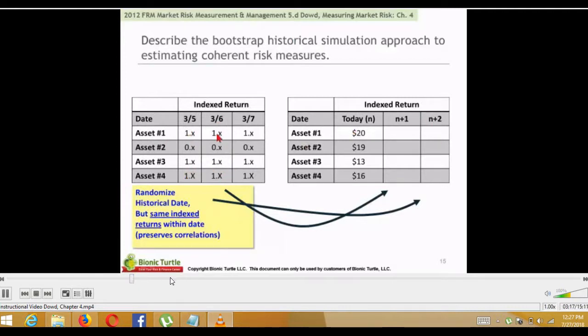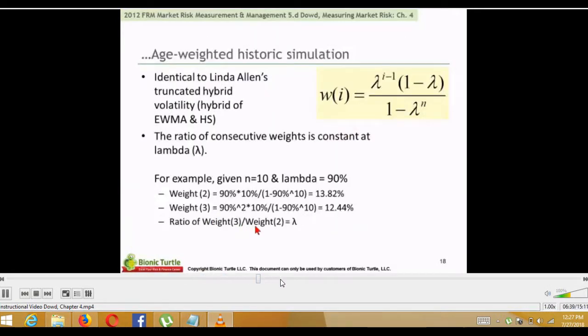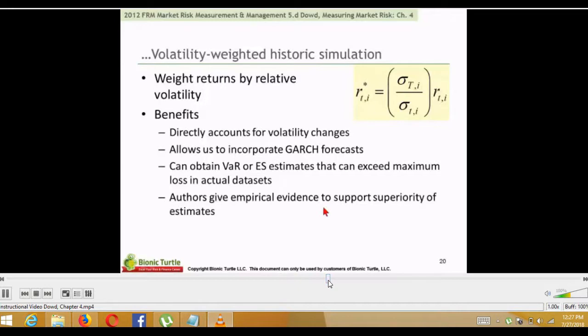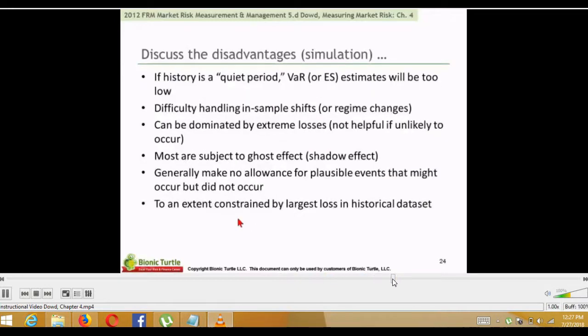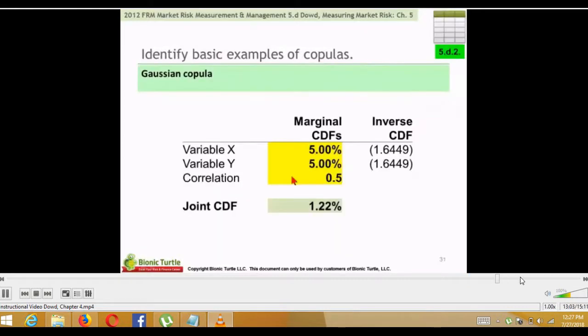And again, we do that in these indexed returns, the estimation, including age weighting and volatility weighting. So we have a priority of losses in the data set. Correlation does not imply independence. Then we have the Gaussian copula. And then for variable Y separately, we have an example of that univariate marginal distribution.